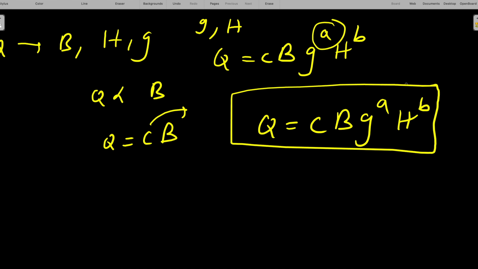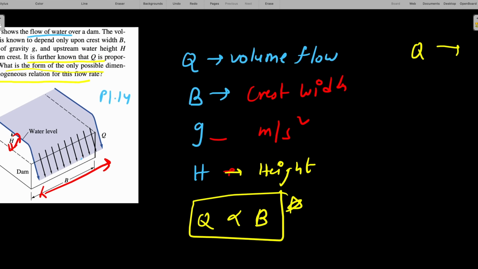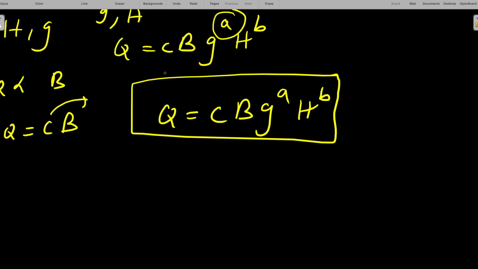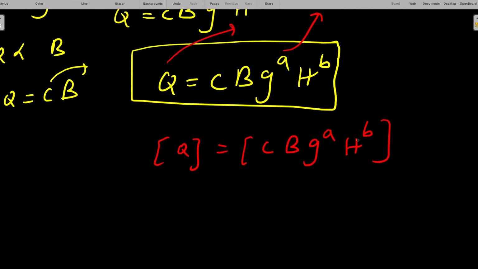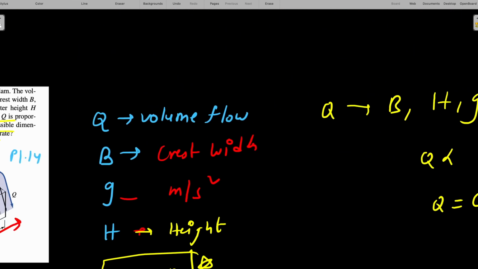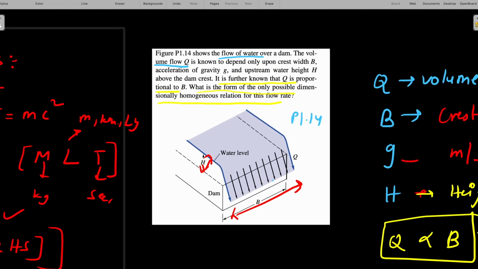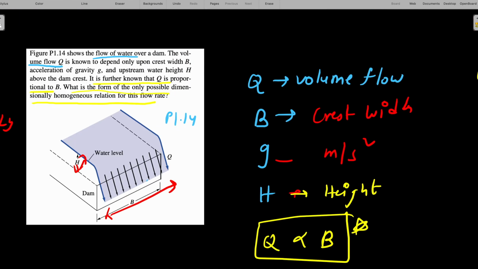Now to find this a and b, dimensional analysis comes in helpful in these types of problems. With dimensional analysis, we can solve it very easily, since we are equating two things here, the left hand side and the right hand side, and from dimensional analysis, we know that their dimensions should be equal. C b g power a H power b. That's it, simple. If you just solve this, you'll get the answer for a and b. So let's solve it first. Here, Q they have given as volume flow rate.